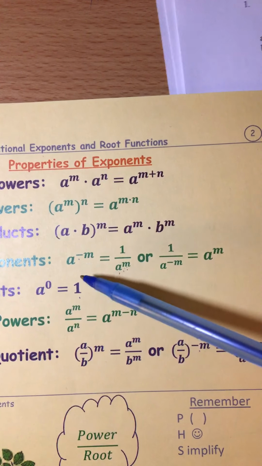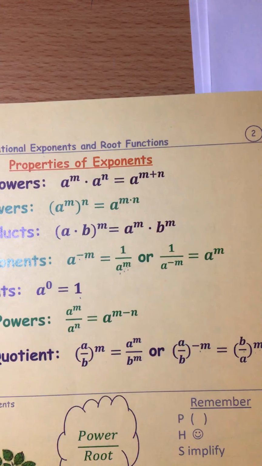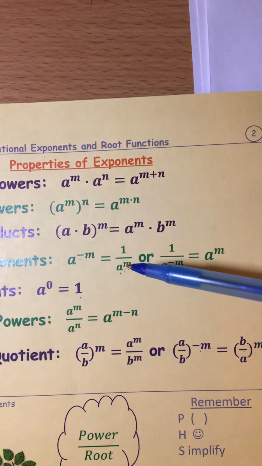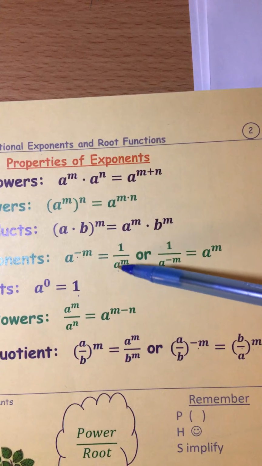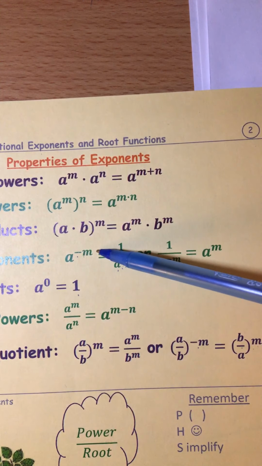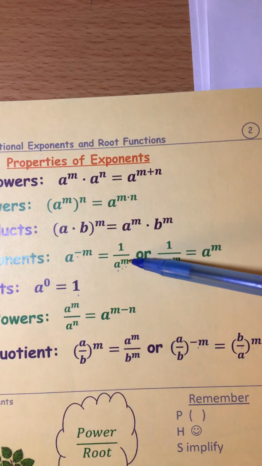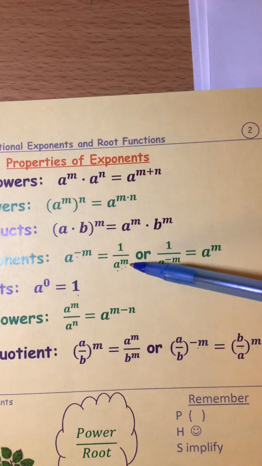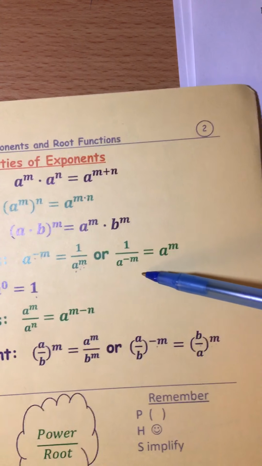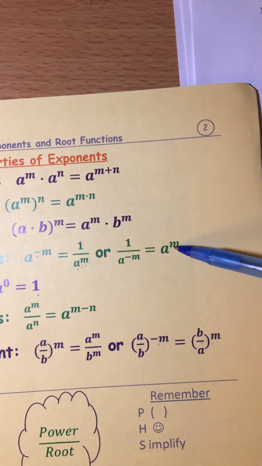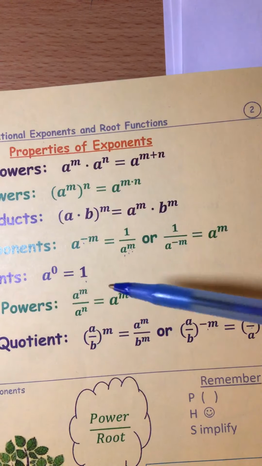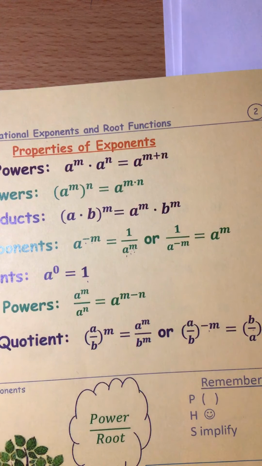If you have a negative exponent, we always get rid of negative exponents in algebra. If you have a negative exponent on the top, you flip it to the bottom, you see, negative m became positive m. The whole thing goes to the bottom and the exponent becomes positive. If you have a negative exponent in the bottom of a fraction, you move it to the top and the exponent becomes positive. Anything to the power of 0 is 1, doesn't matter what it is.